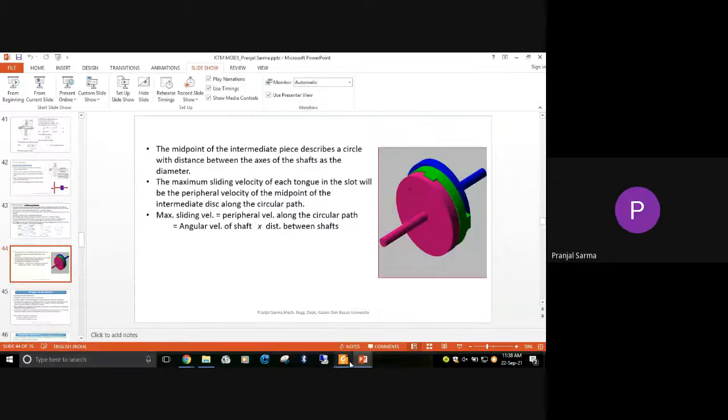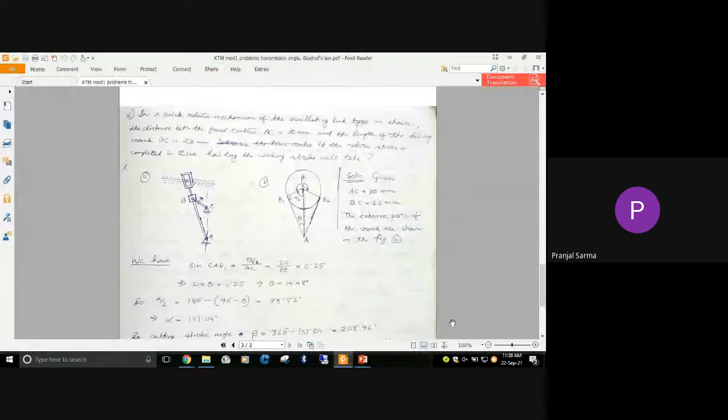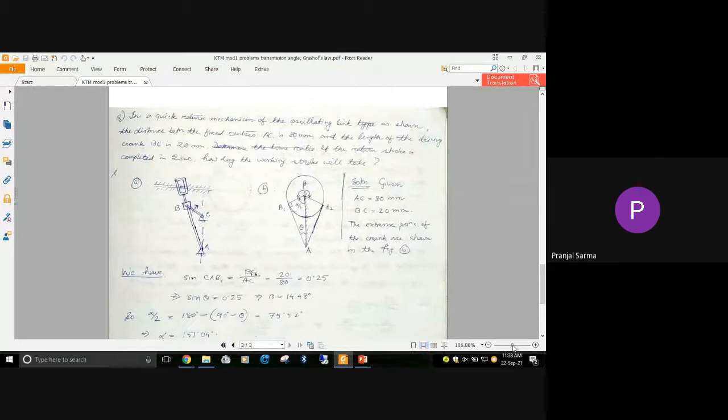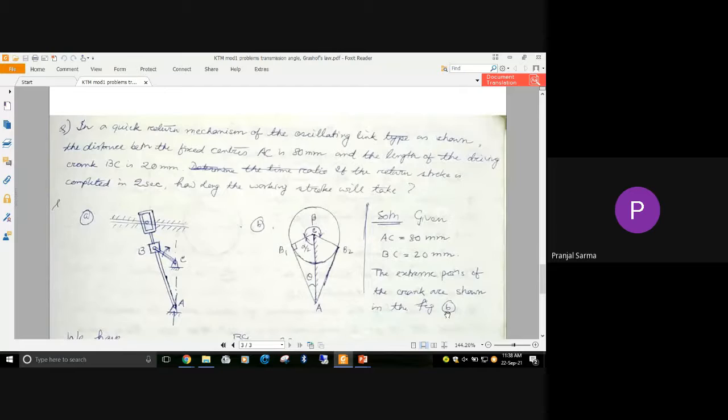Up to this much, I hope it's clear. Then let's try a simple problem regarding the quick return mechanism, a very basic one. The question statement is here: we are considering a quick return motion mechanism of the oscillating link type, and the diagram is shown here.